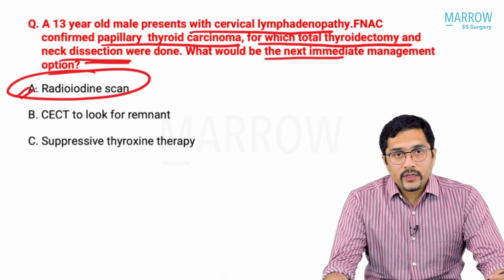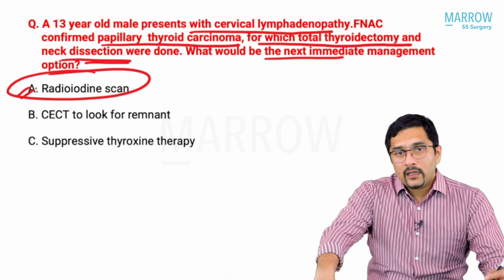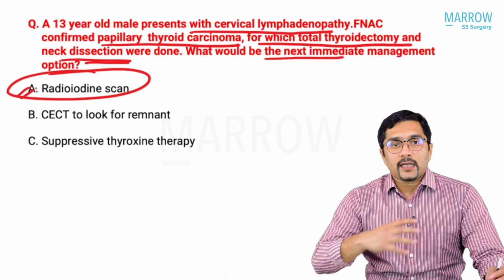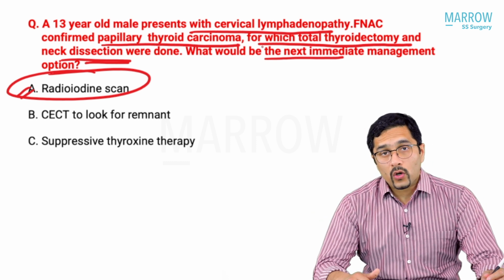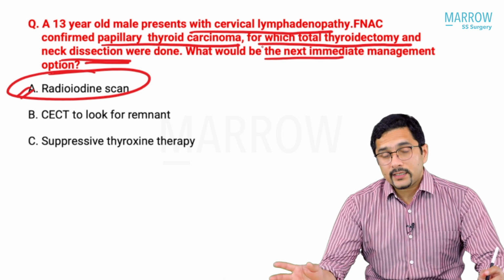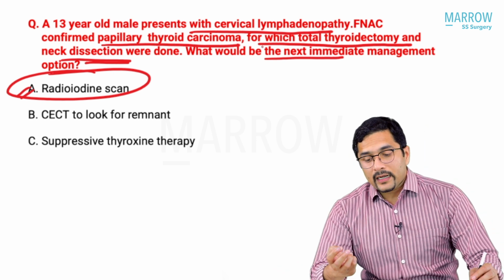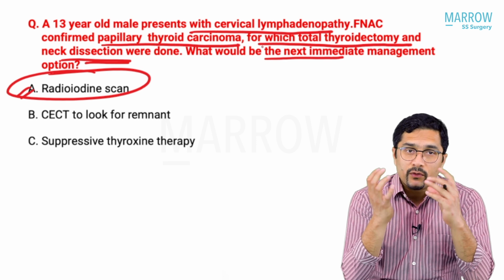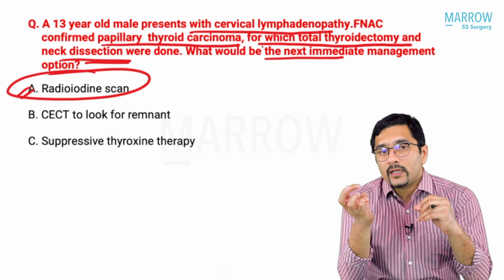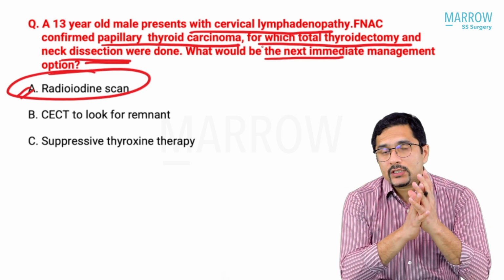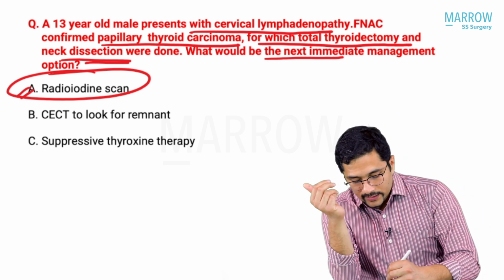So we will do a radioiodine scan, and thyroxine therapy is not started till we do the radioiodine scan to look for residual disease or metastasis, right? And earlier patients were made to wait for 4 to 6 weeks before the scan was done, but now we can inject recombinant TSH and we can do the scan early as well.